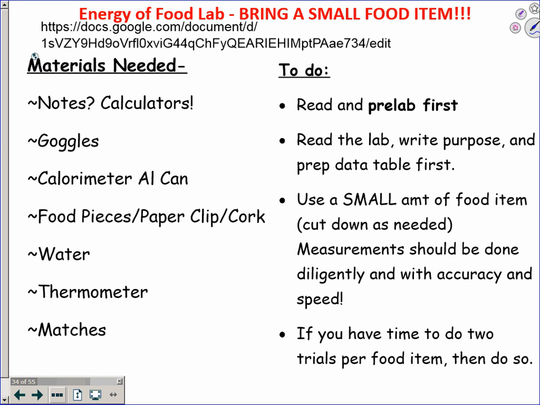But matches will help you light. What's my rule of thumb for matches? Three strikes, you're out. That's for a striker. Matches, get one strike. Put it in water. Thank you. You don't blow it out because it smokes, right?